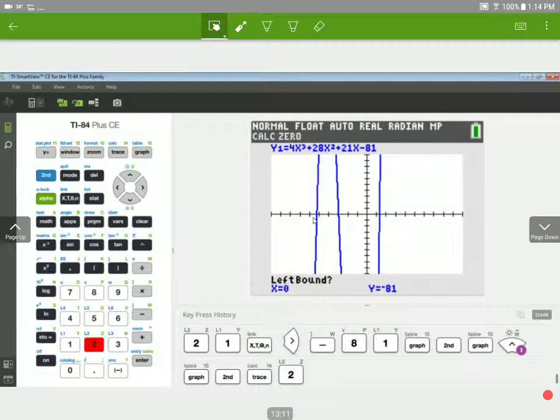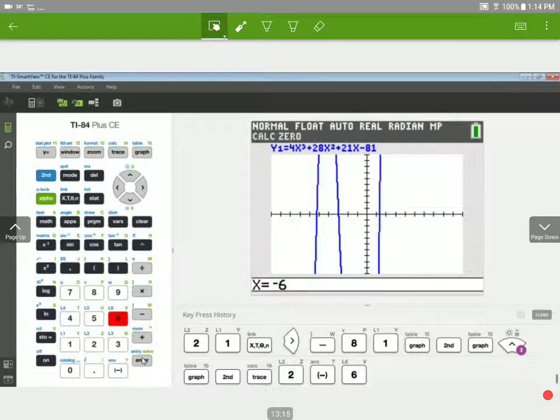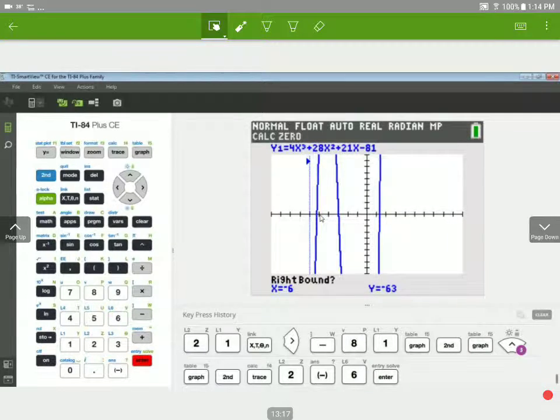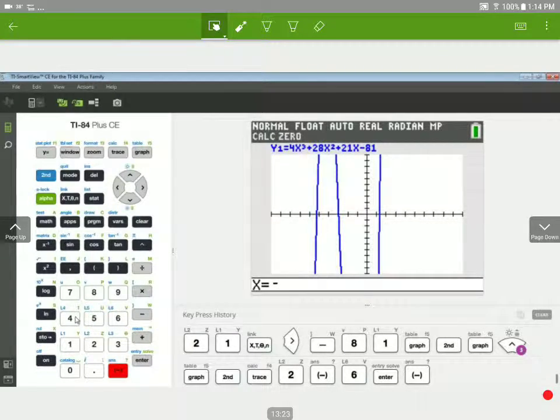Negative 6 or negative 7. That's fine. Negative 6. We'll choose negative 6. What would be something to the right? Negative 5. Or we could use negative 4, if you weren't totally sure about the negative 5. Now question, why would negative 1 be a bad idea?